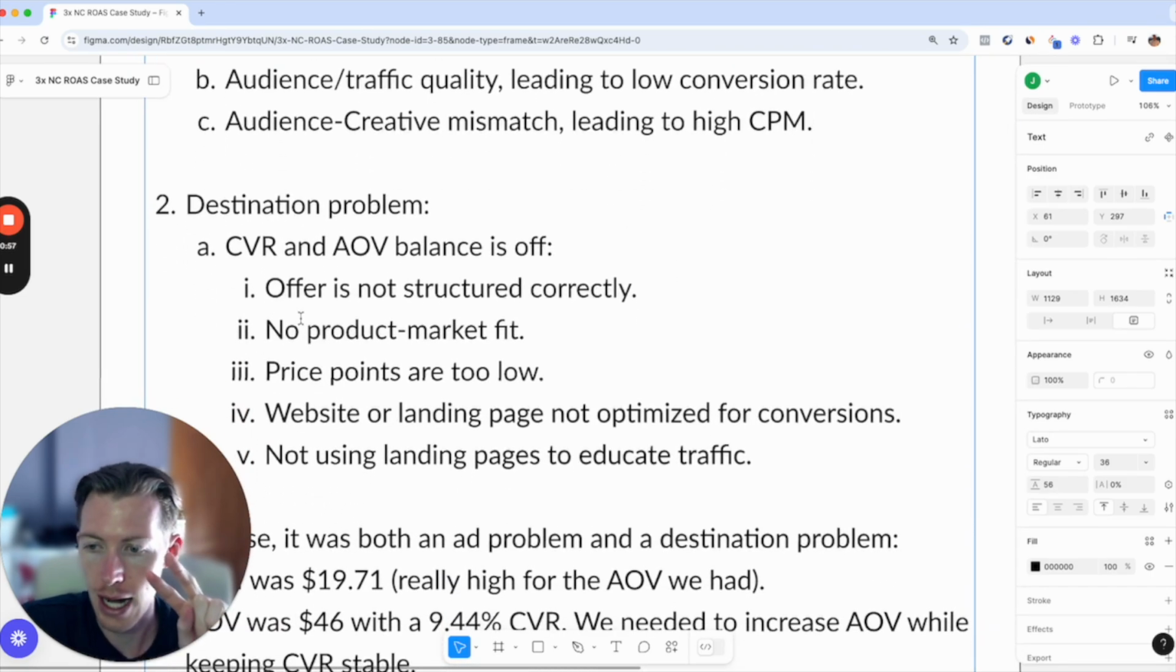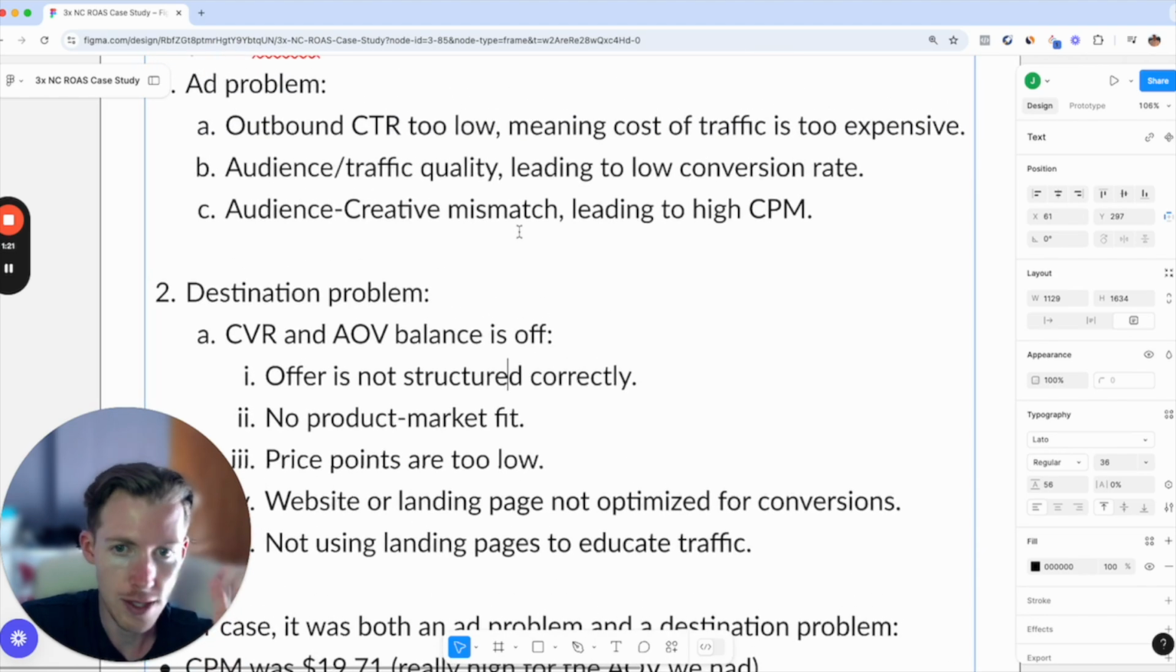The second area is a destination problem. So maybe you don't have an ad problem, but you have a destination problem. And this is when your conversion rate and AOV balance is off. So this could mean that the offer is not structured correctly, there's no product market fit, the price points are too low, or the website landing page is not optimized for conversions, or you're not using landing pages to educate traffic.